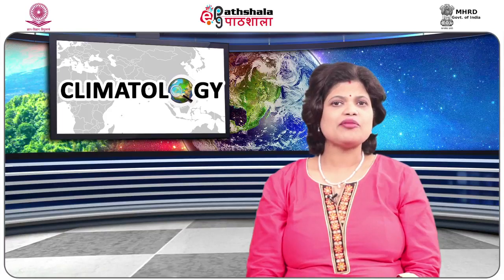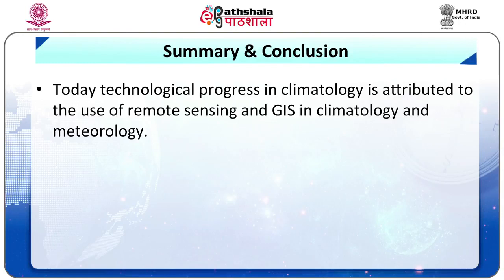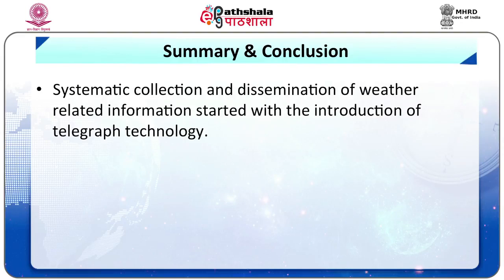Now, let us recapitulate what we have learned so far. Today, technological progress in climatology is attributed to the use of remote sensing and GIS in climatology and meteorology. Prior to the advent of satellite data and GIS technology, most of the climatic data was collected with the help of ground survey. Systematic collection and dissemination of weather related information started with the introduction of telegraph technology.